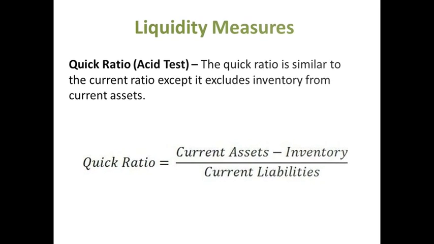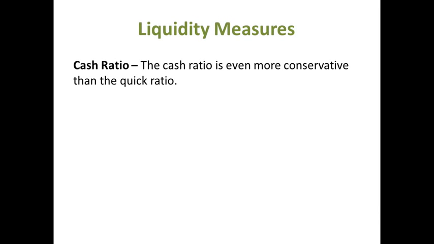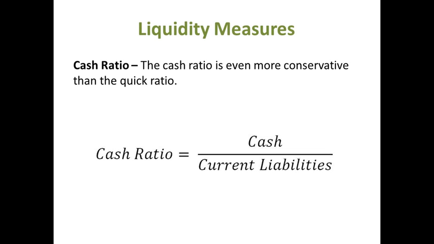The cash ratio. The cash ratio is an even more conservative ratio than the quick ratio, and it measures cash over current liabilities. A short-term creditor may be extremely interested in this ratio.